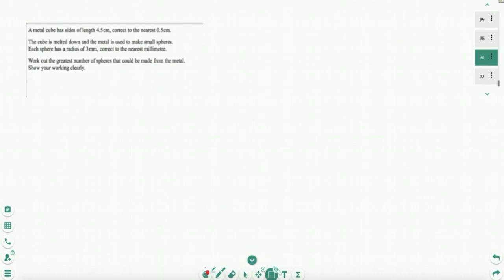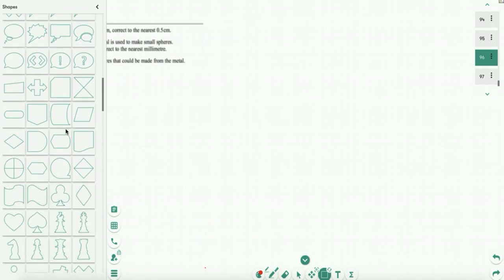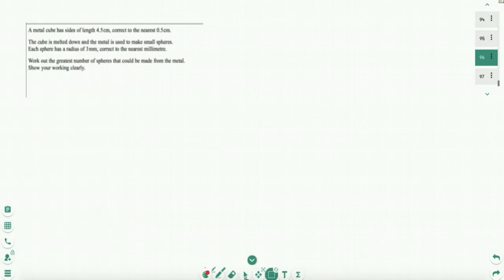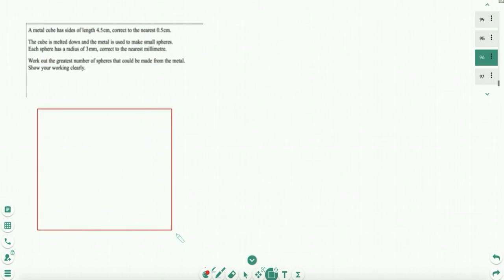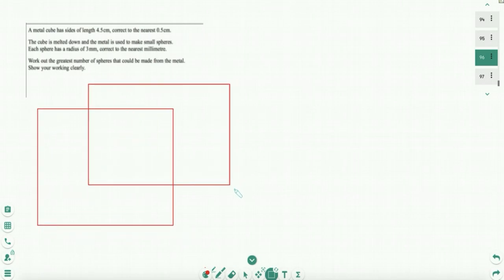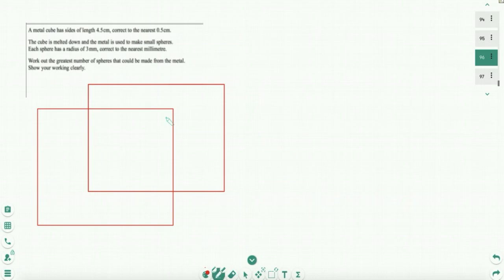So we have a metal cube which has sides of length 4.5 centimeters. Let's draw a cube out. Is there a cube we can find here? No, it doesn't look like it. Here, let's draw this. So we have a cube, and it's got sides of length 4.5 centimeters. So this is 4.5 centimeters. This is 4.5 centimeters. This is 4.5 centimeters. And all of these numbers are approximates. It's 4.5 centimeters to the nearest 0.5 centimeters.